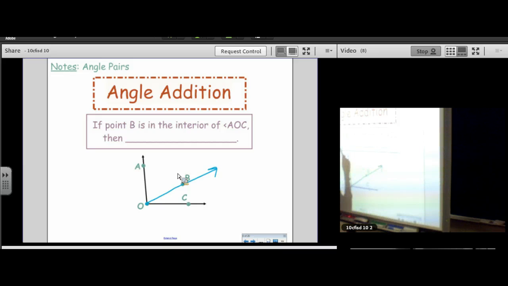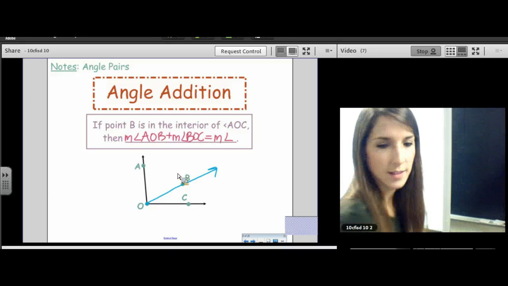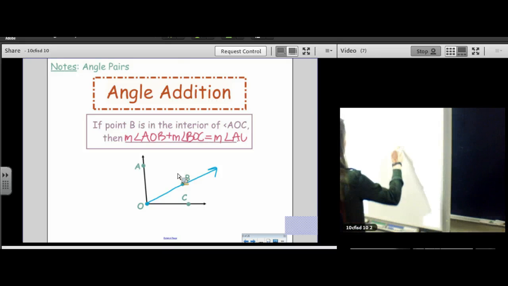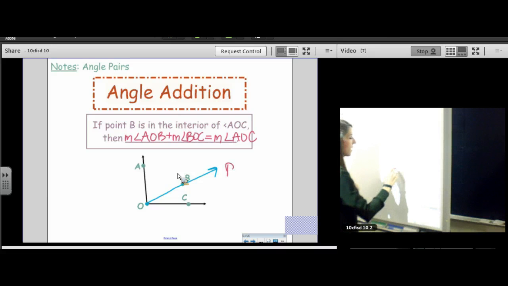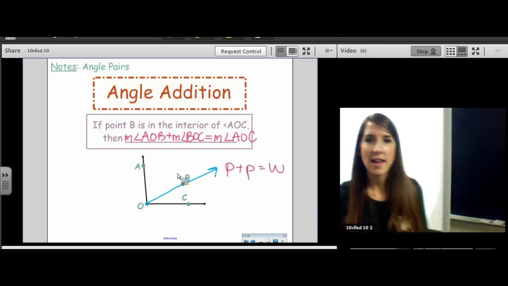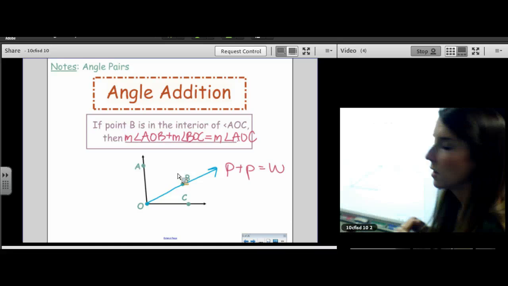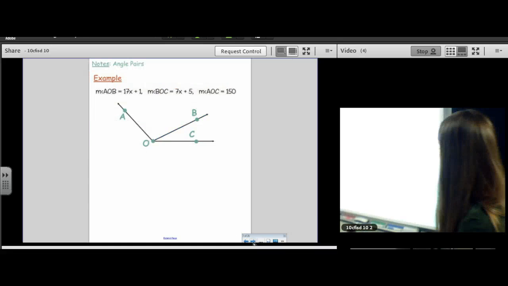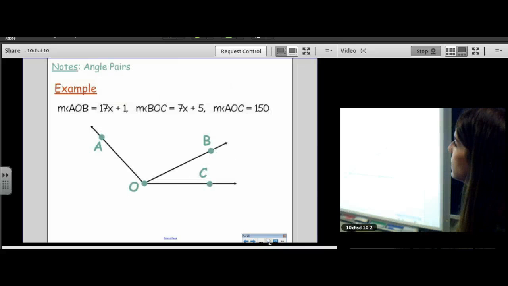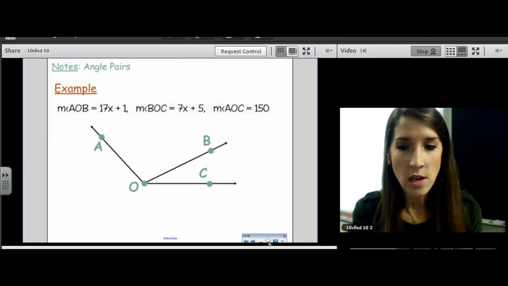If B is in the interior of AOC, then the measure of angle AOB plus the measure of angle BOC equals the measure of angle AOC. That's pretty much just like saying part plus part equals whole. And that's what we already learned with segment addition. So, in a nutshell, that is angle addition. Part plus part equals whole. So really, we're doing the same thing that we did, except we have angles this time.